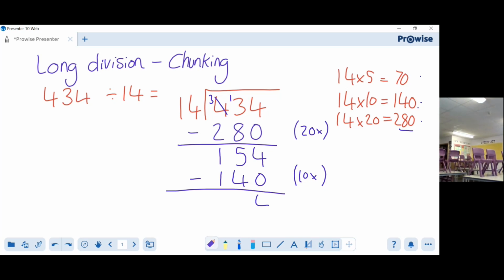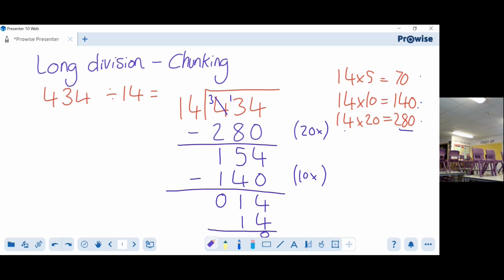4 take away nothing, again, is 4. 5 take away 4 is 1. And 1 take away 1 is 0. So I'm left down here with 14 now. Now, the aim of this is to go down to the smallest amount that we can, and preferably down to 0 if we can. Our original number was 14, so we can definitely take another 14 away here.